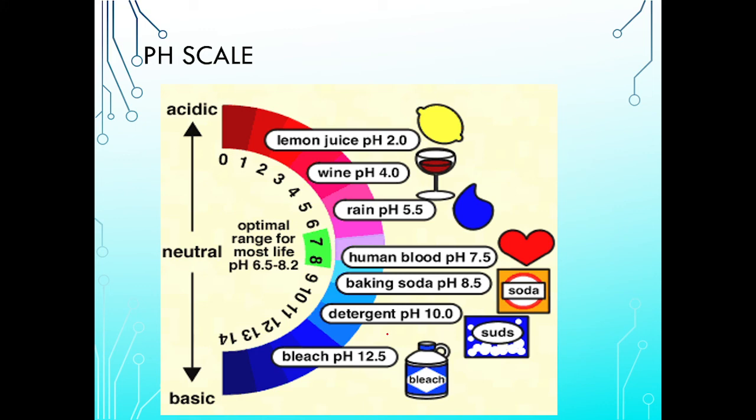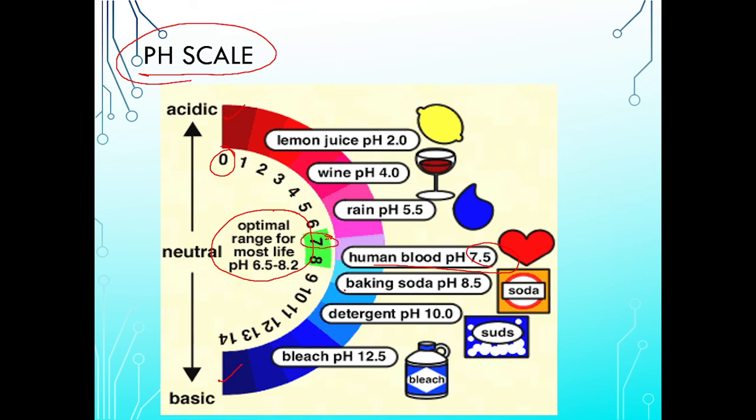Now, after this, we'll be studying the pH scale and further points. So what is the pH scale? The pH scale is a scale or a color strip which gives you the color variation, like from red to dark blue. The red one shows pH of 0 and the green one shows your pH of 7. So this pH of 7 is neutral, right? The optimal range of human blood pH is between 6.5 and 8.2, around 7.5.